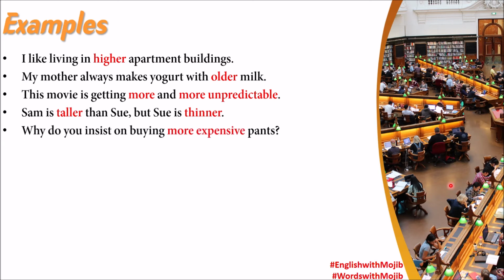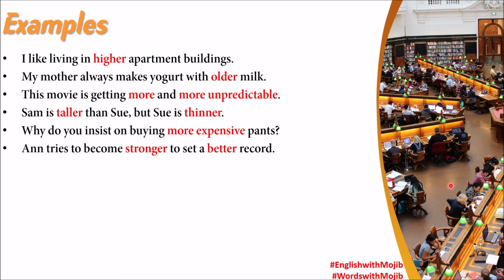Next, why do you insist on buying more expensive pants? Insist means doing something with all efforts and you try to convince others to do it. Maybe the cheaper pants are better. The opposite of expensive is cheap. And the comparative form of cheap is cheaper. Anne tries to become stronger to set a better record. For example, imagine Anne is a gymnast and she's trying hard to become stronger to set a better record in any part of gymnastics.